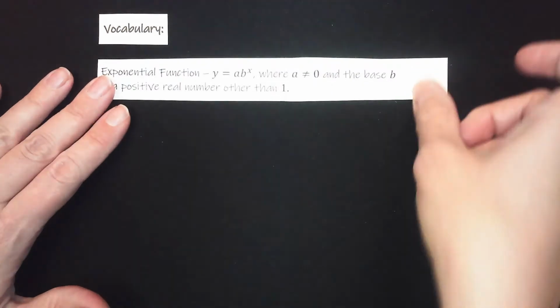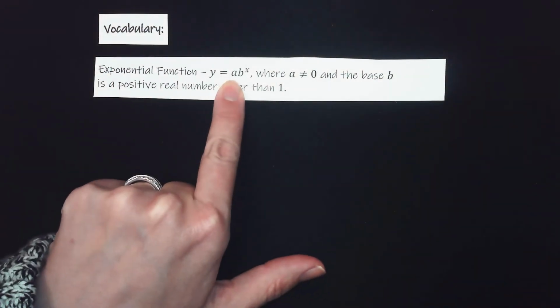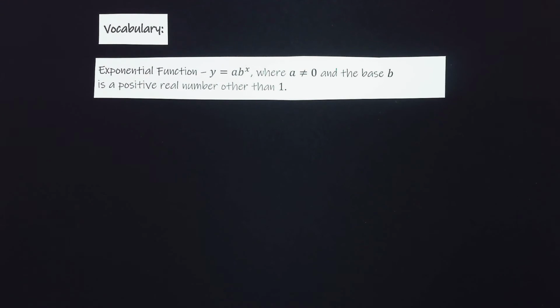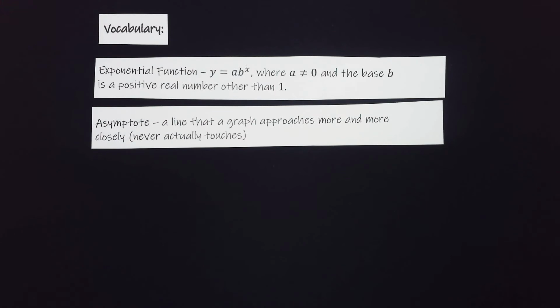Let's start off with some essential vocabulary since we're new to these exponential functions. So you might want to know what one is. It is the function y equals ab to the x power. A cannot be 0, and the base b is a positive real number other than 1. When we graph these, we get this thing called an asymptote, and that is a line the graph approaches more and more closely but never actually touches. It looks like it does, but it doesn't.